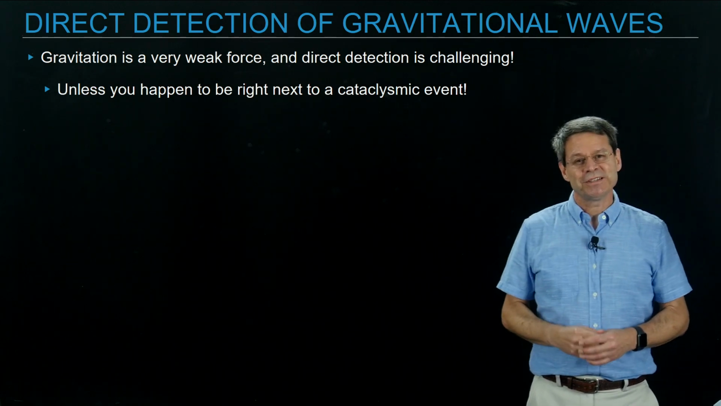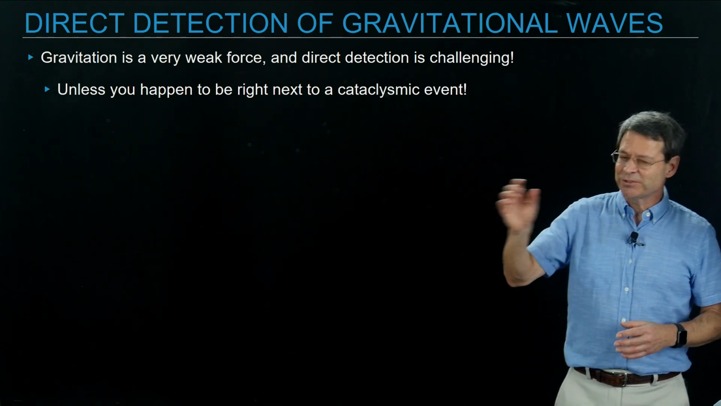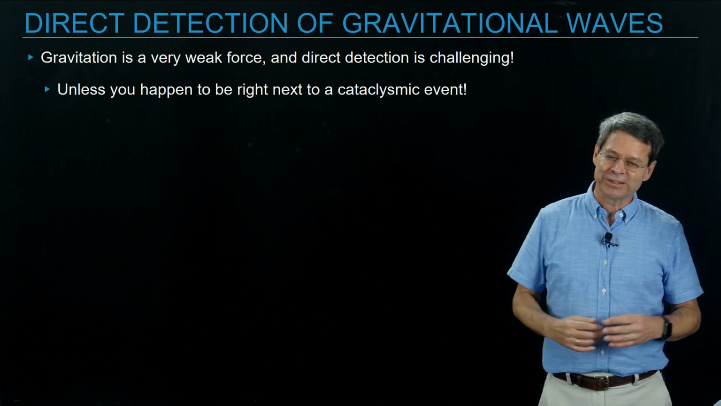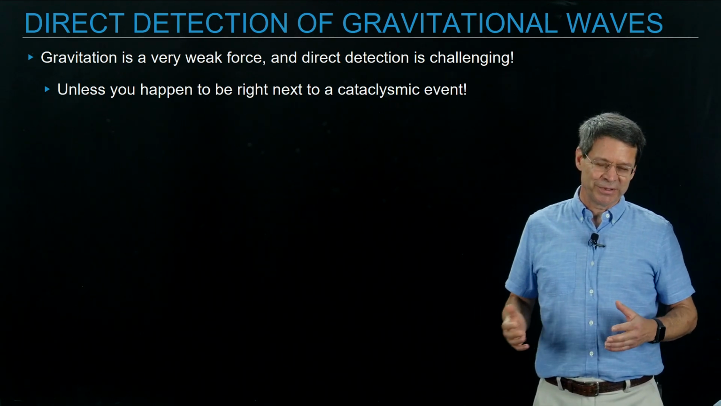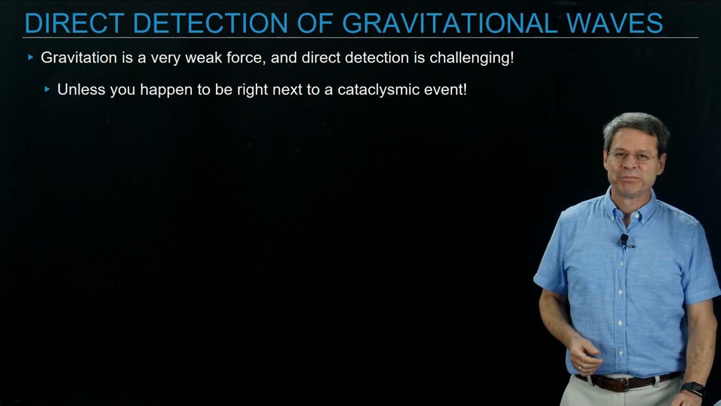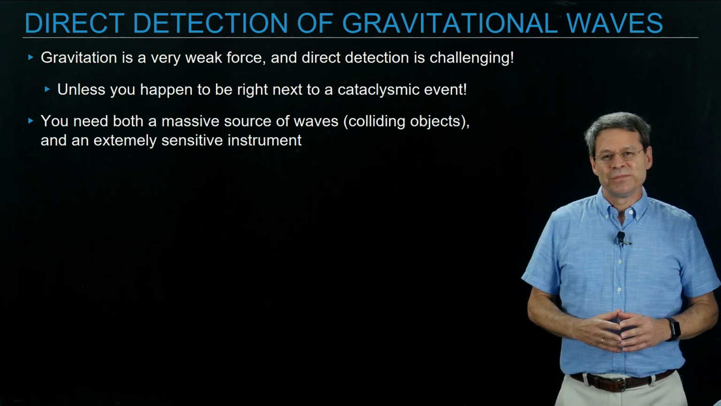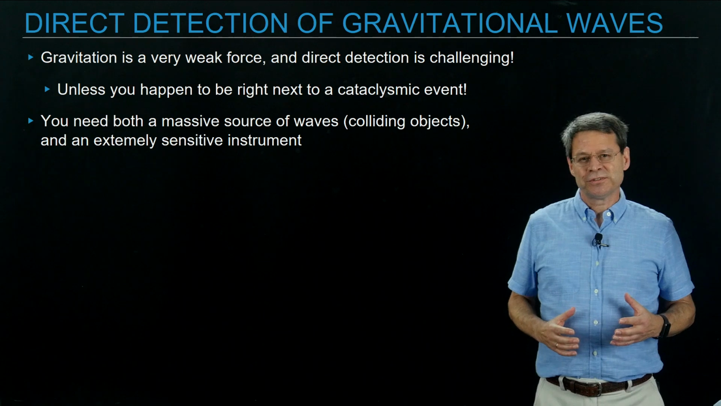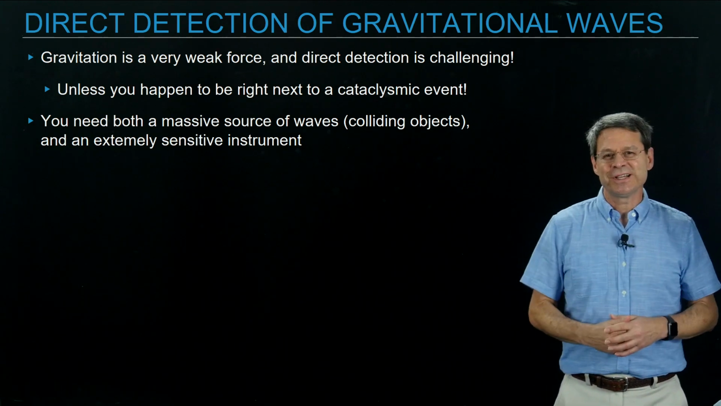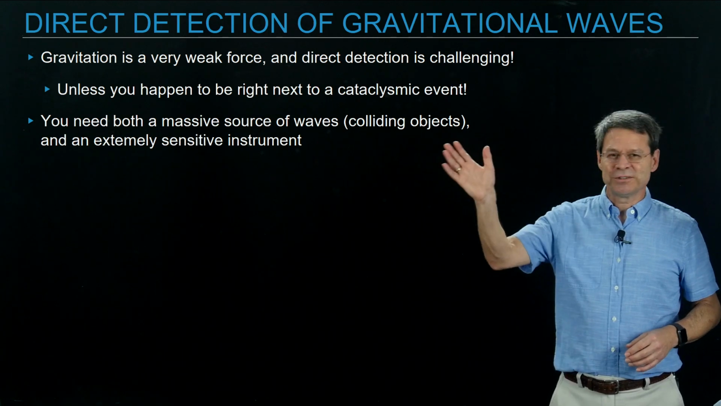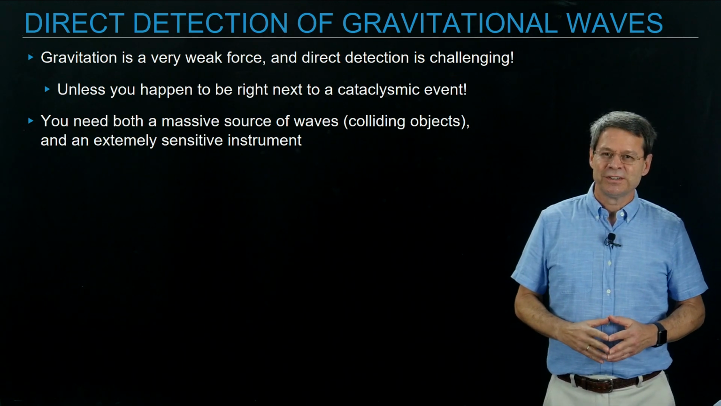Unless you happen to be right next to a cataclysmic event. If you're next to where those neutron stars are, then you can measure it. But we don't have one in our backyard, and maybe it's good we don't have black holes and neutron stars in our backyard. So you need a massive source of waves, so the more massive the objects doing the waving, if you like, the better, particularly if they're colliding into each other, merging.